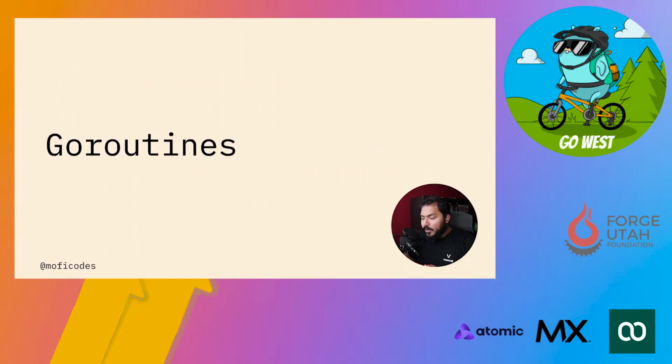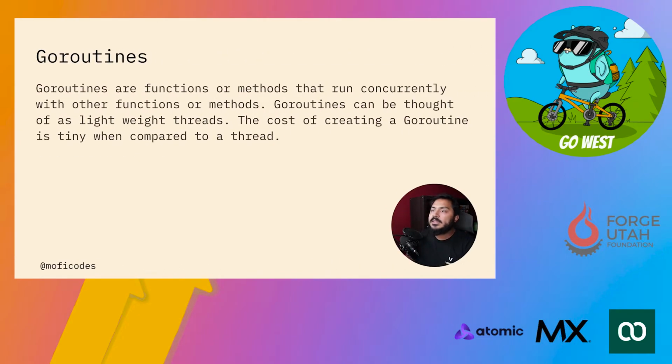So a lot of people, when they talk about Go and why it's great for concurrent applications, will talk about Go routines. Go routines are functions or methods that run concurrently with other functions or methods. Go routines can be thought of as lightweight threads. They're user space threads that are managed by the Go runtime and not by the operating system. So the cost of creating a Go routine is extremely small compared to a thread. Whereas a thread can take up to milliseconds to create, a Go routine is on the nanosecond scale to create new Go routines.